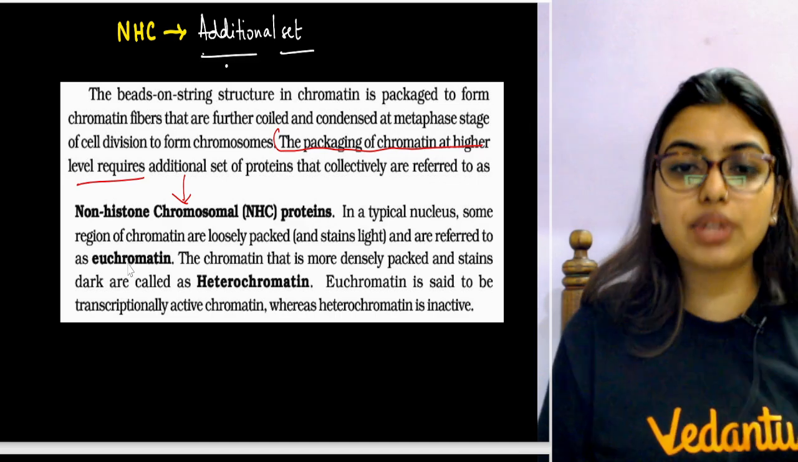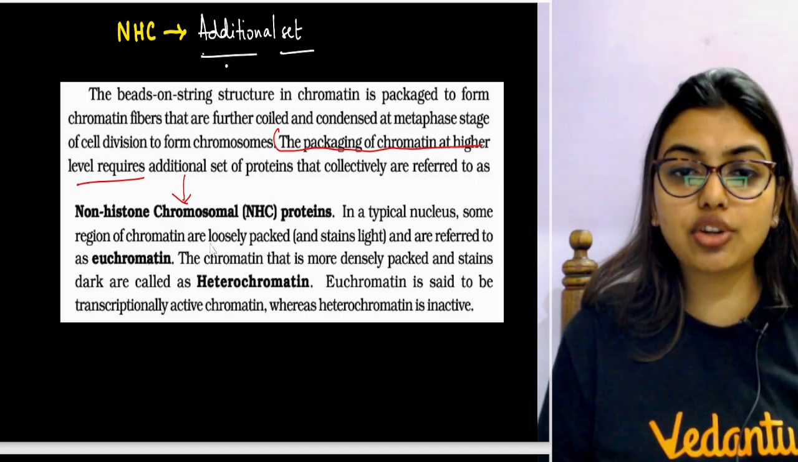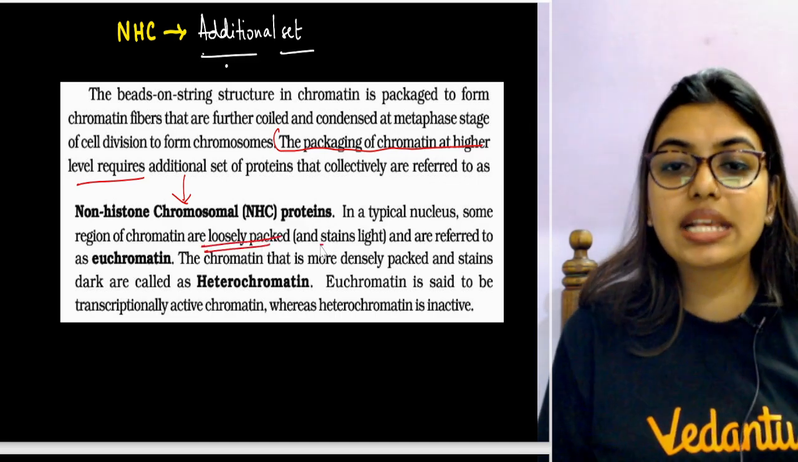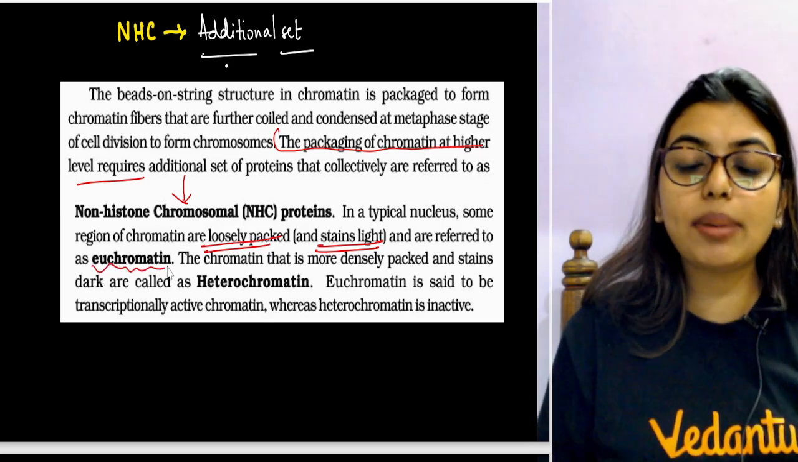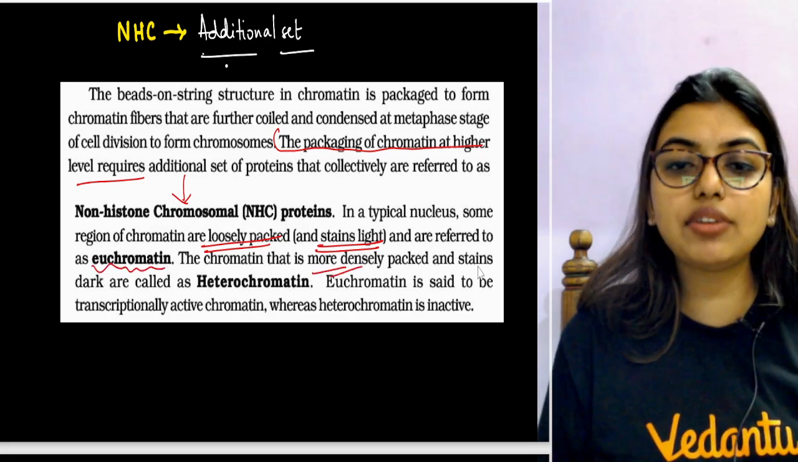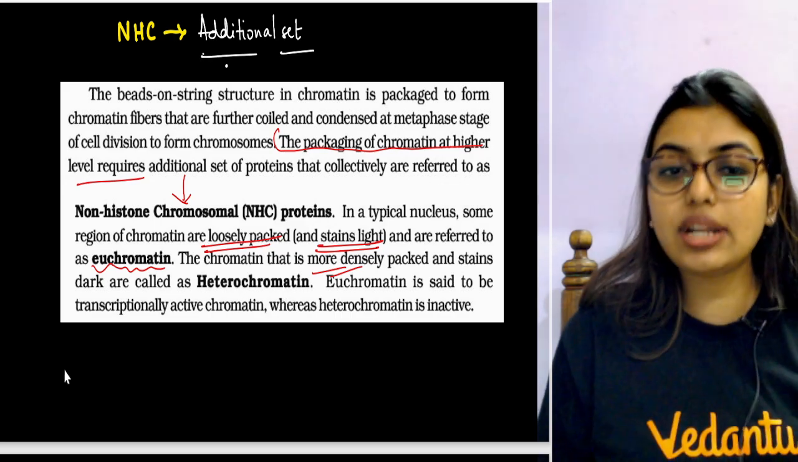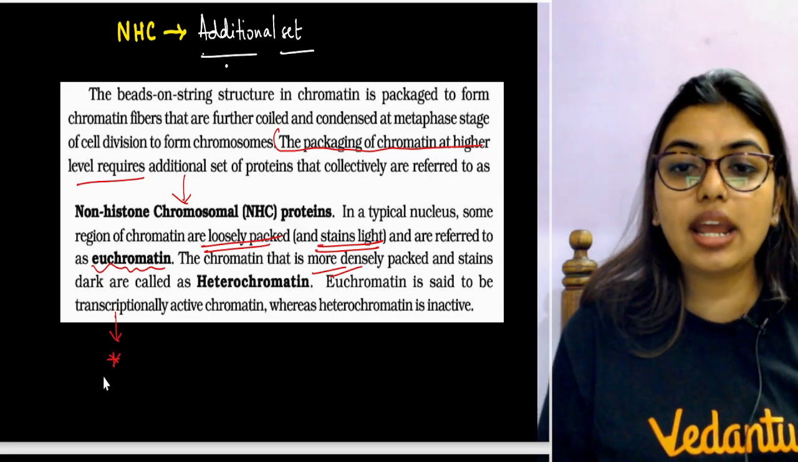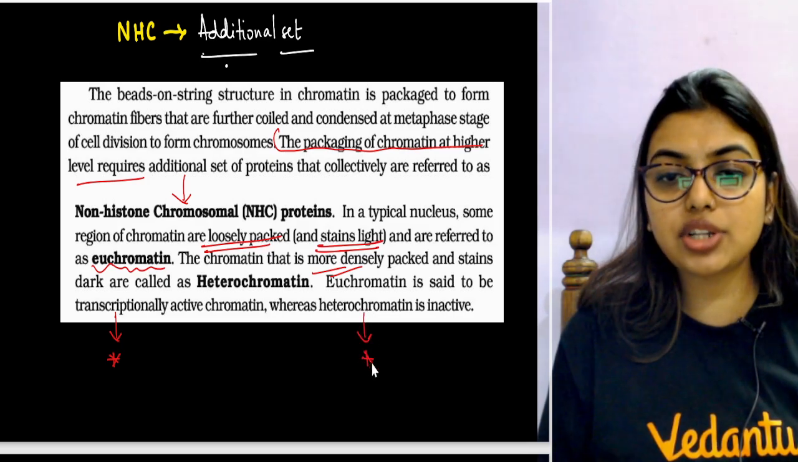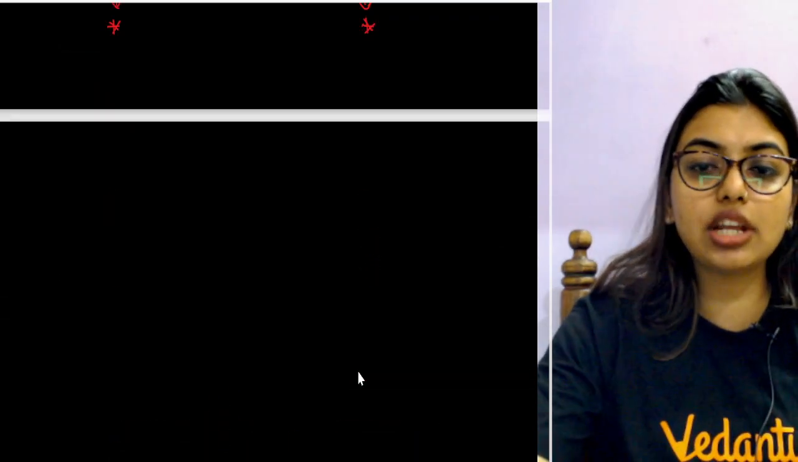In a typical nucleus, now listen carefully, some regions of the chromatin are loosely packed, stain lightly, and are referred to as euchromatin. The chromatin that is more densely packed will obviously stain darker; that is called heterochromatin. Euchromatin is transcriptionally active. Heterochromatin is transcriptionally inactive. That means during transcription they are not very active.